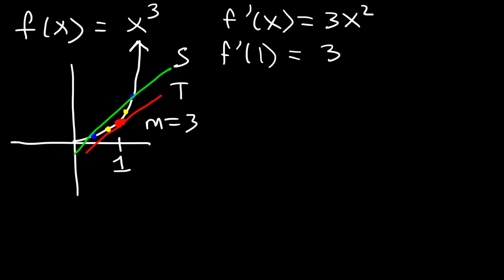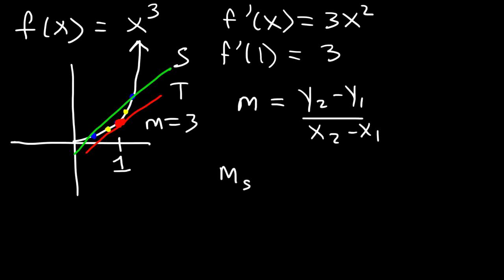So how can we find the slope of the secant line? How can we calculate it? In algebra, you've seen this equation: slope is equal to y2 minus y1 divided by x2 minus x1. In calculus, it represents the average rate of change. That's the slope of the secant line. So I'm going to put ms for slope of the secant line.